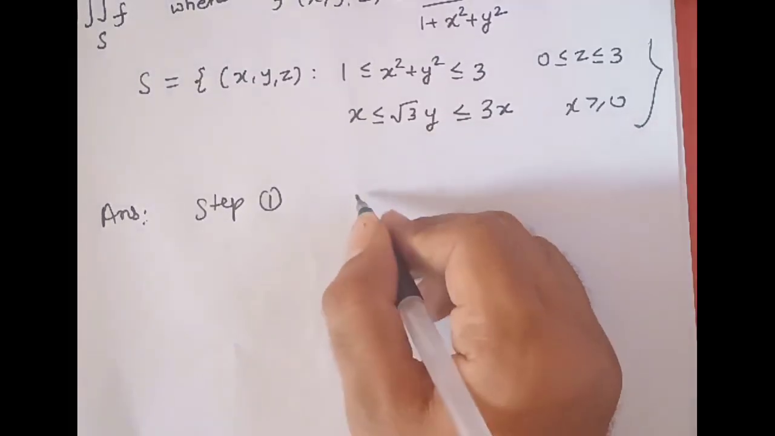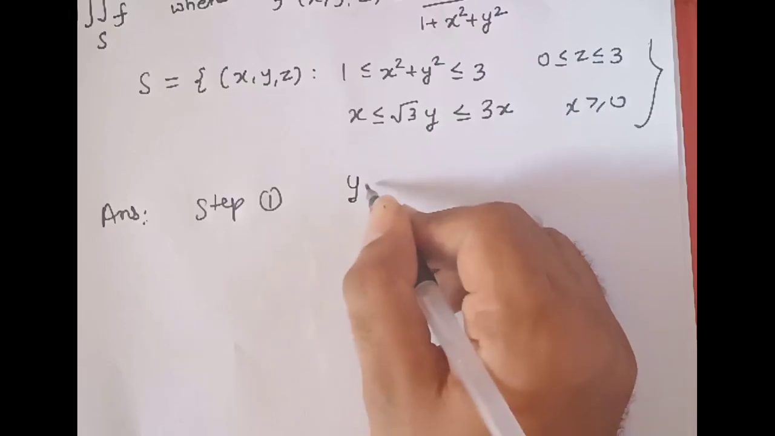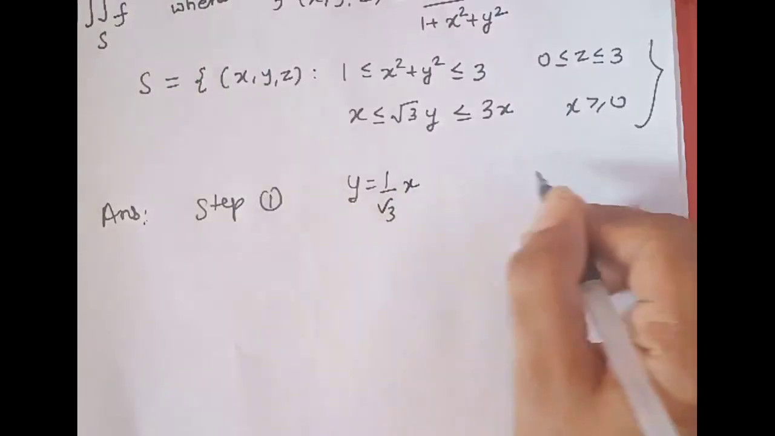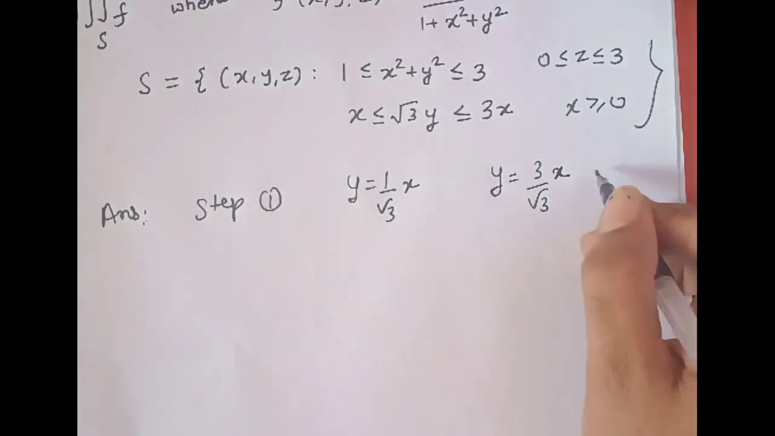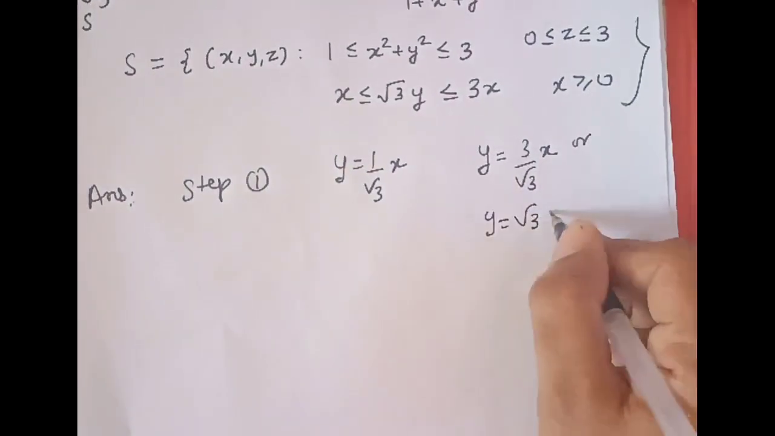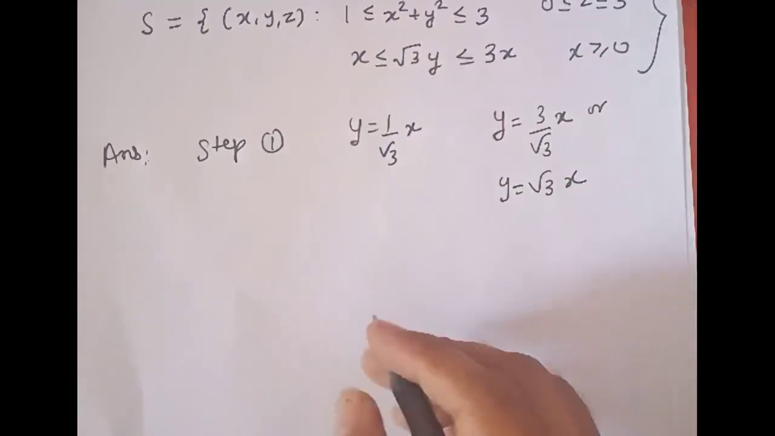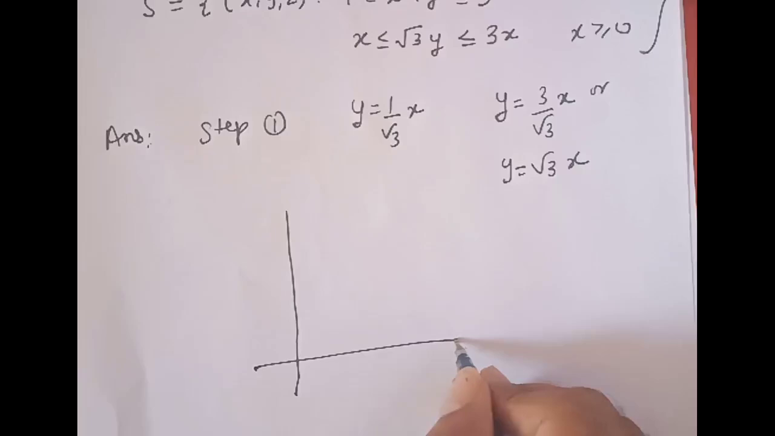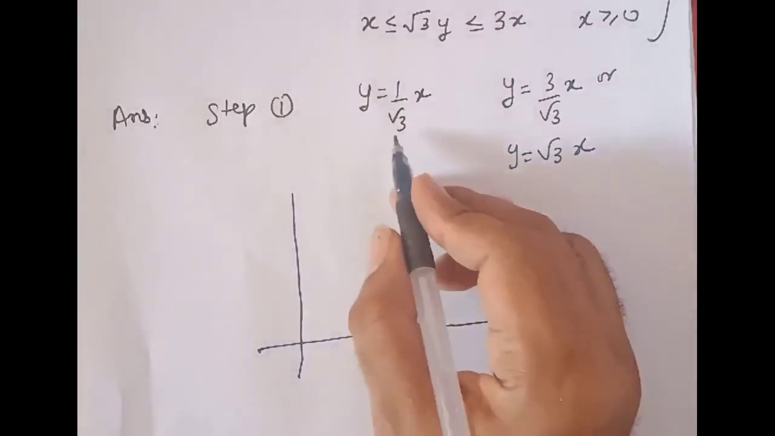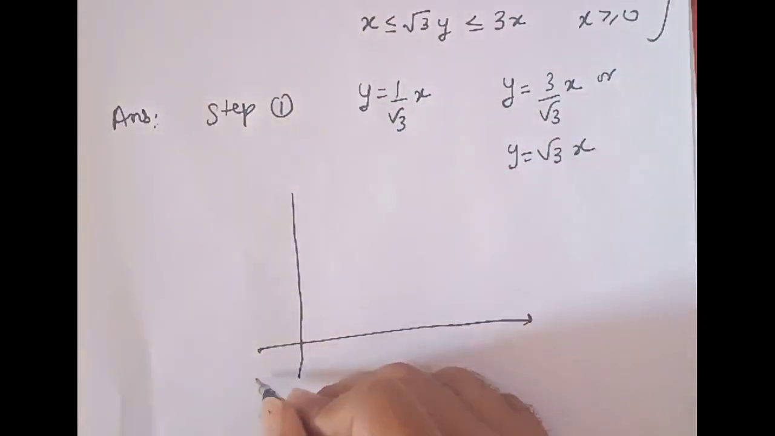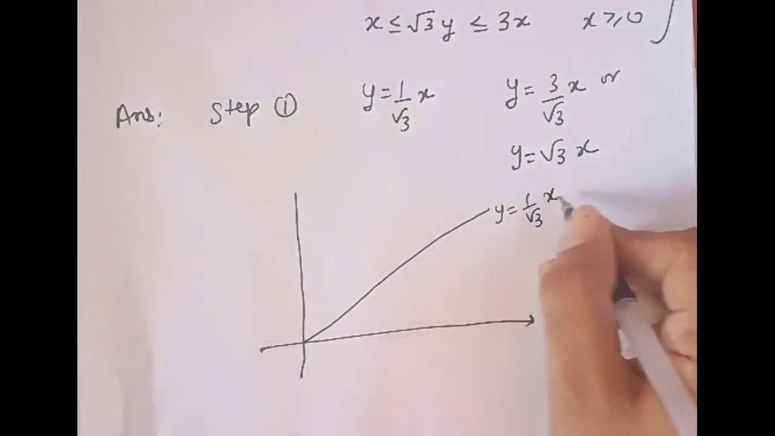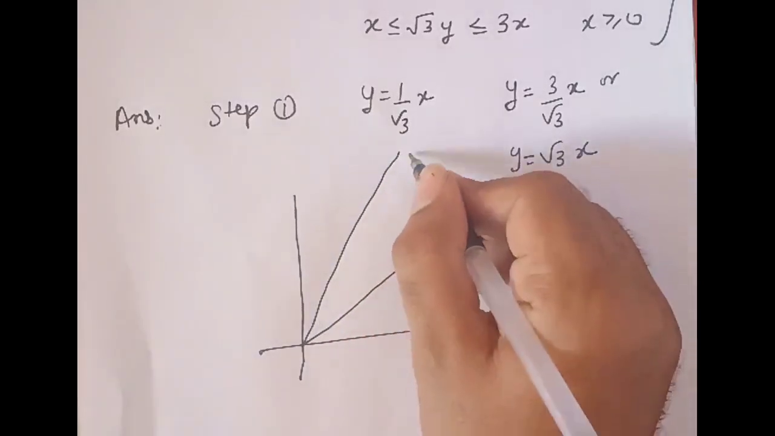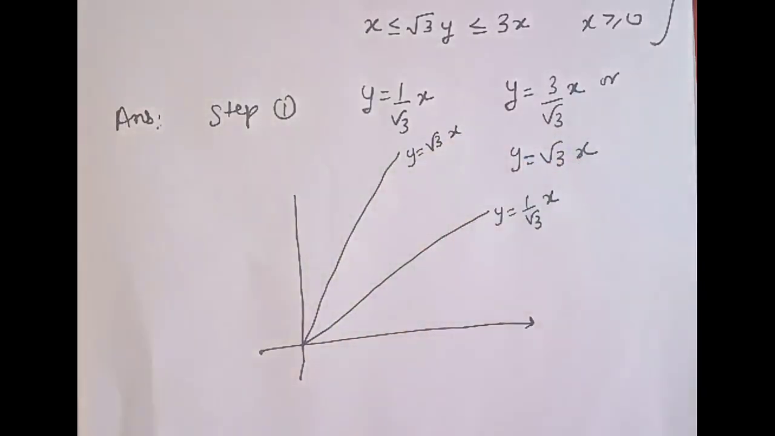So here if we try to analyze this, this means the line y equal to 1 by root 3 x, and here it means y equal to 3 by root 3 x, or y equal to root 3 x. So we will try to draw these lines on the positive side of the x-axis. Okay, so the lower line has a slope y equal to 1 by root 3 x, and the other line is something like this, y equal to root 3 x. Okay, so we have to consider everything between these two lines.